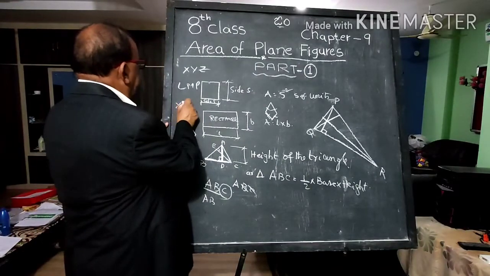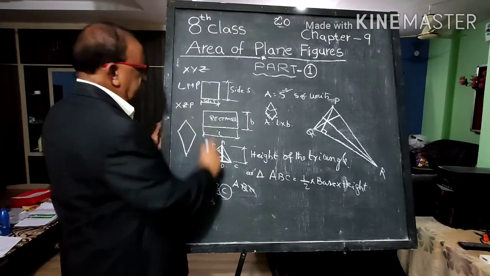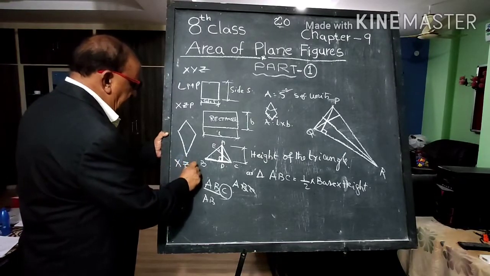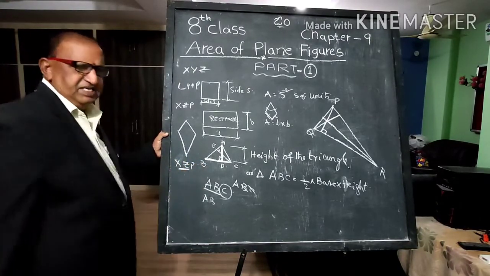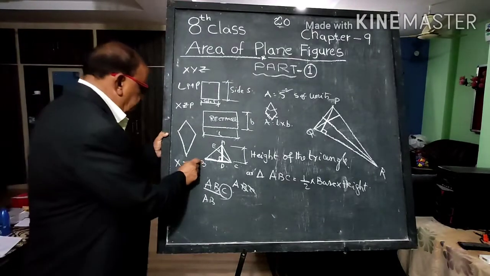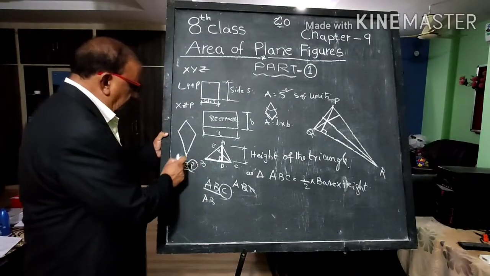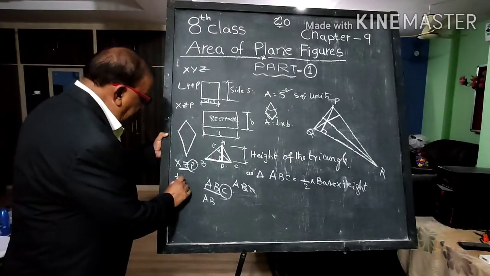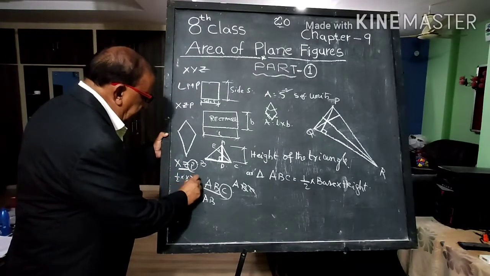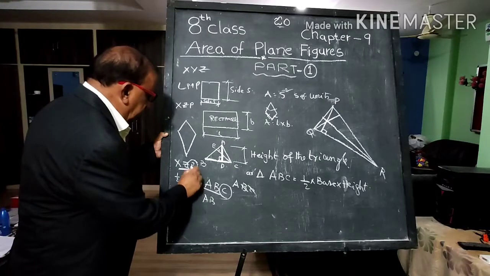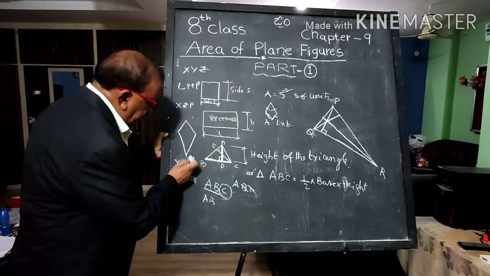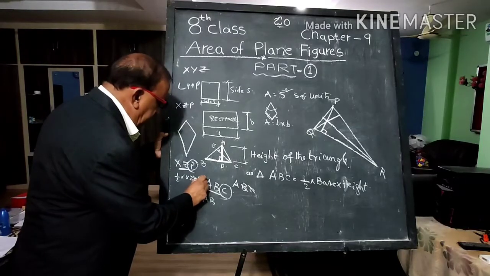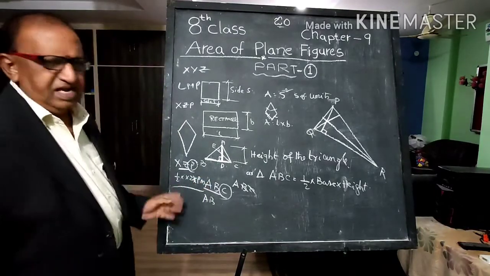Let us say XZP is a triangle. So if you take triangle XZP, now if you take XZ as the base, that means you have to draw the perpendicular from P onto XZ. And the area is equal to half into XZ into the perpendicular from P onto XZ, let's say PM. That's how you calculate the area.